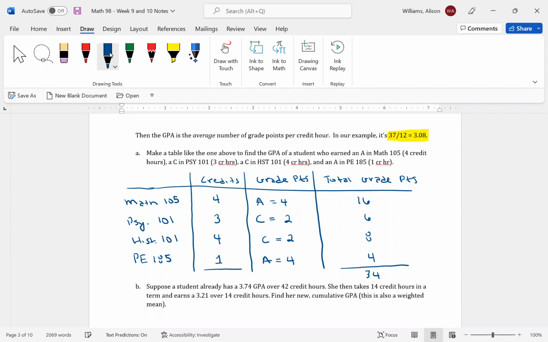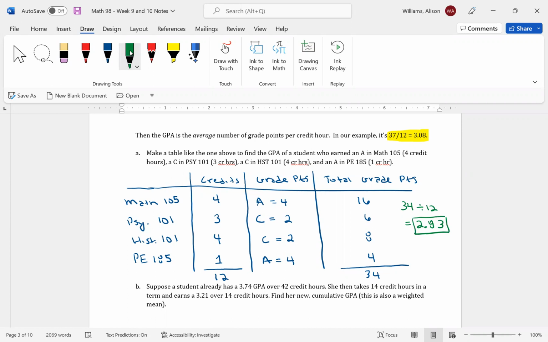And then the total credit hours I also need. So 4 plus 3 is 7, plus 4 is 11, plus 1 is 12. Okay, so we're going to take 34, divide it by 12. Here, I'm going to do it in a different color just so I can see it. 34 divided by 12 on my calculator. And I get 2.83 repeating. So I'll just put 2.83. They usually round GPAs to 2 decimal places. And there we go.